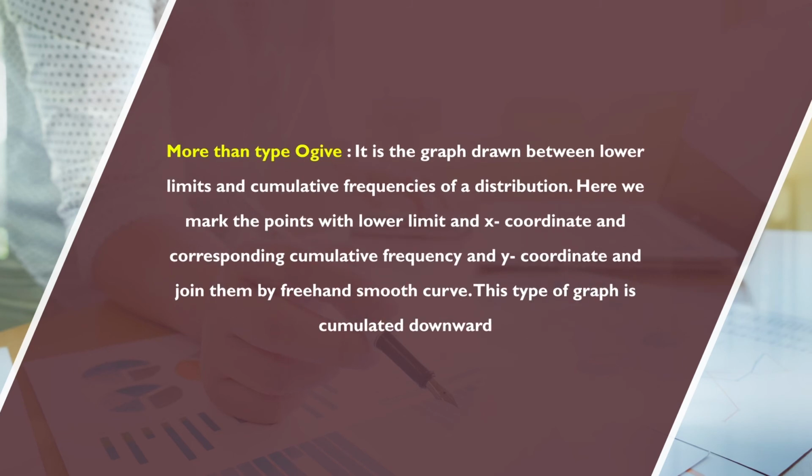And when you talk more about the more than type ogive, it is a graph drawn from the lower limits and cumulative frequencies of a distribution. When we mark the points with the lower limit as the x coordinate and the corresponding cumulative frequency as the y coordinate, and then join them by a freehand smooth curve, this type of graph is cumulated downward. So this ogive is also quite important, and when we are making a graphical presentation, histograms and ogives are very important.